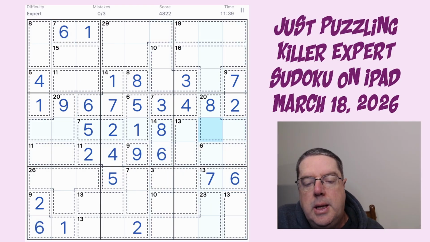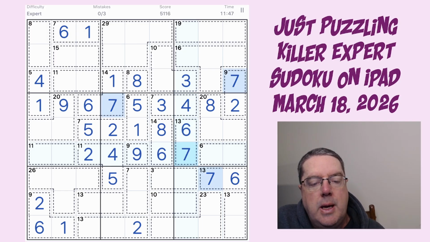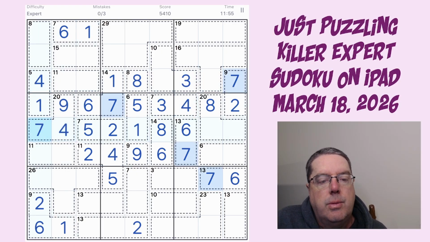6 can't be here, 6 can't be here, so 6 can't be here, so that's a 6 there. To get to 13, that has to be a 7. Alright, so over here is 7 and 4, 7 can't be here, 4 can't be here, so this is a 4, leaving this to be a 7. 8 and 3, so 8 and 7's there, 8 and 3's there.